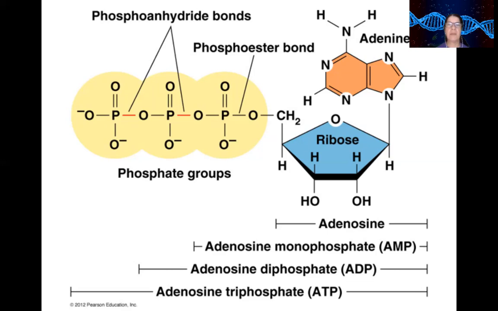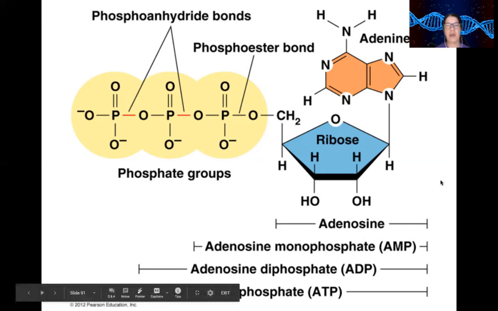If you just have the base and the ribose, the sugar, you're called adenosine. If you have the base, the sugar, and a single phosphate group, you're an adenosine monophosphate. If you have 2 phosphate groups, you're an adenosine diphosphate or ADP. If you have 3, you're an ATP, adenosine triphosphate.